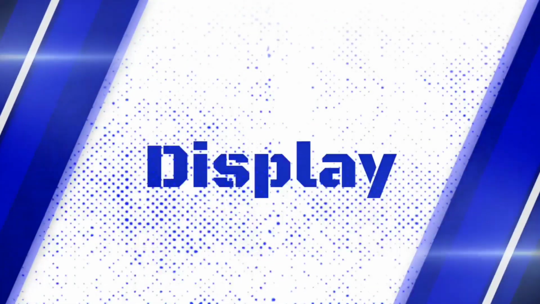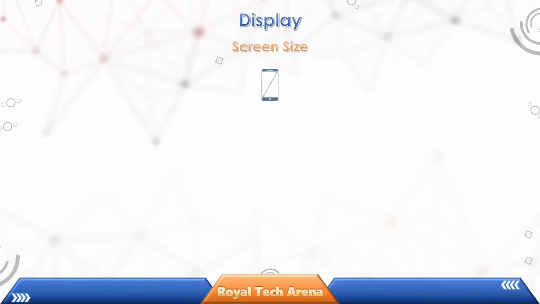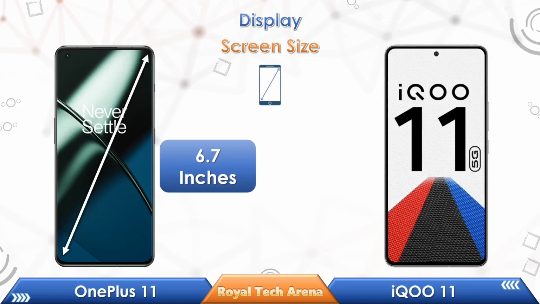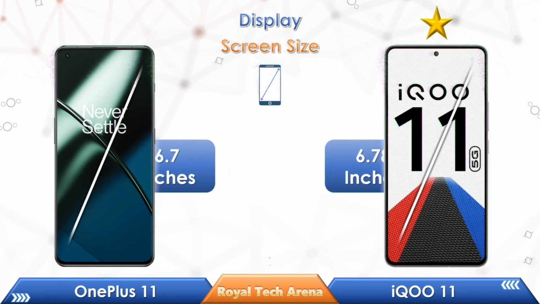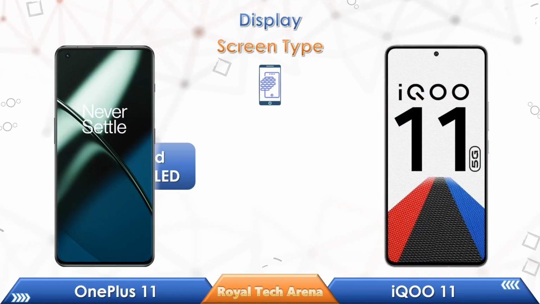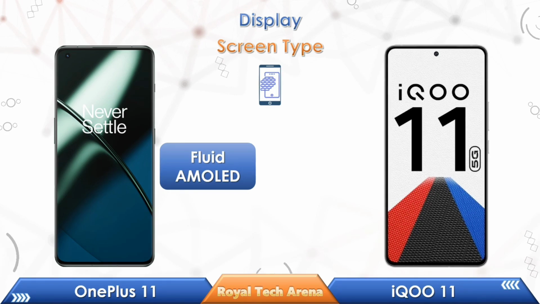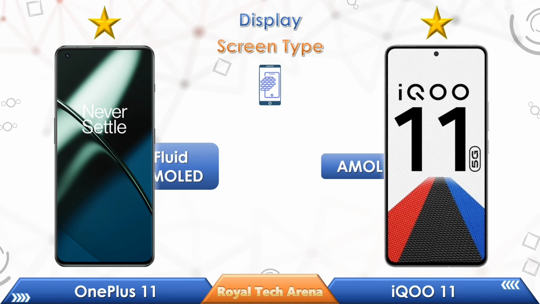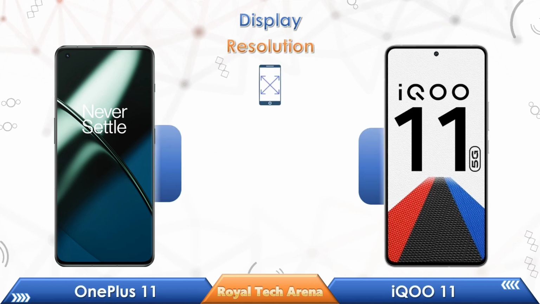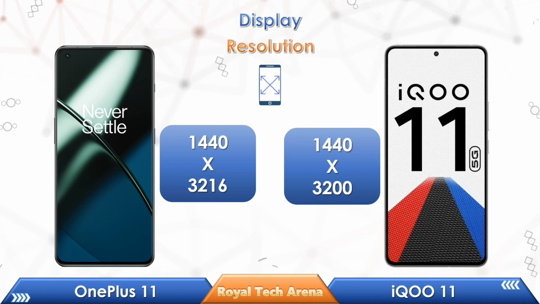Let's start with a display comparison. In a comparison of screen size, OnePlus 11 has a 6.7 inches screen, while the iQOO 11 has a 6.78 inches screen. If you look at the display type, OnePlus 11 comes with Fluid Amoled display, while the iQOO 11 comes with an Amoled display. In the resolution, both phones come with 2K resolution.